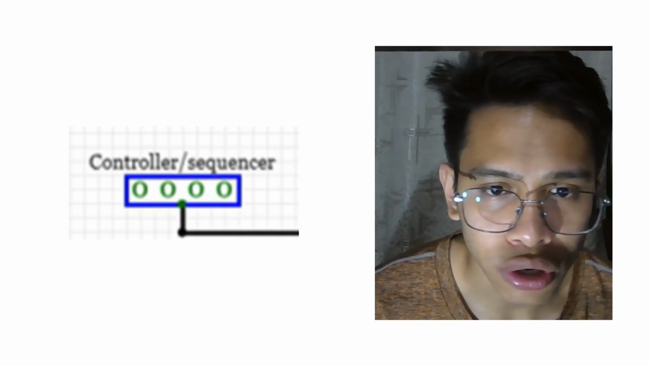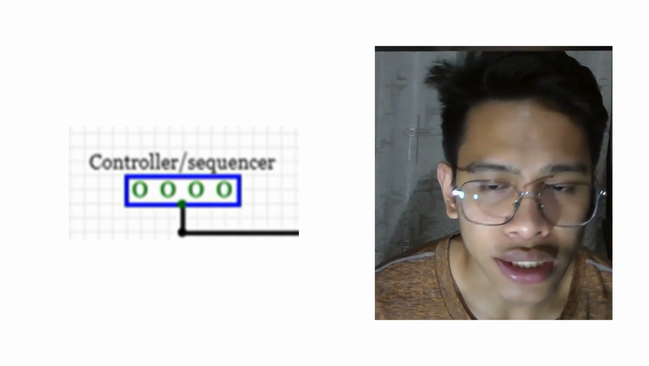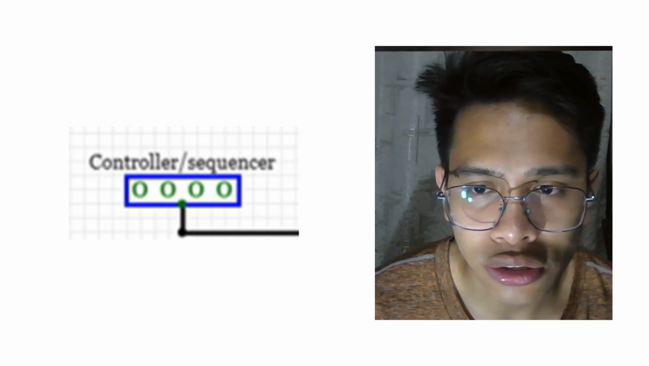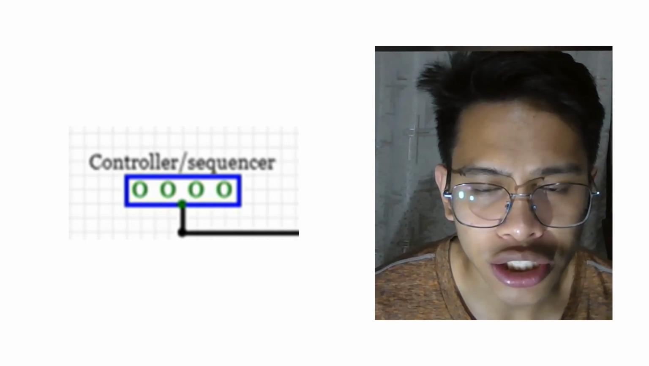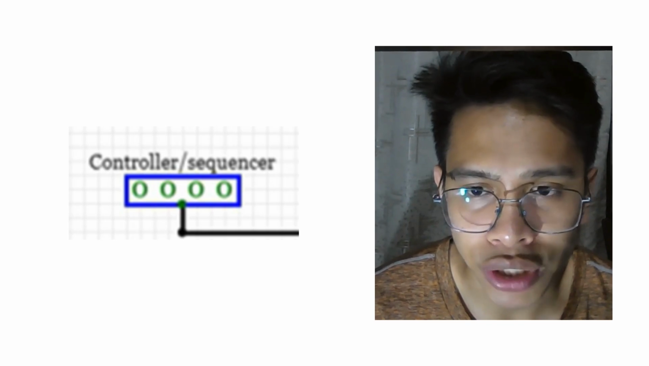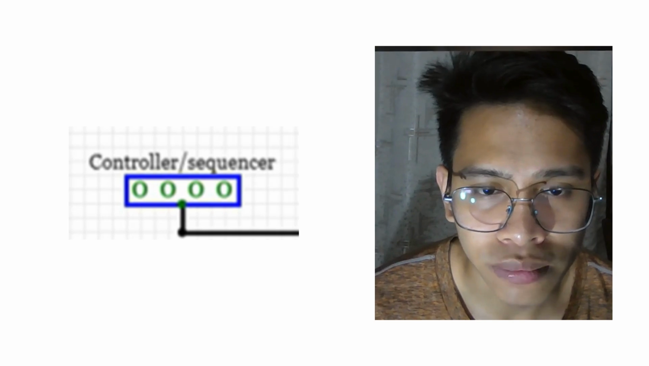Next one is the controller or the sequencer. It generates the necessary control signals to manage data flow between components. It ensures that each part of the SAP1 operates in harmony, following the correct sequence of operations.